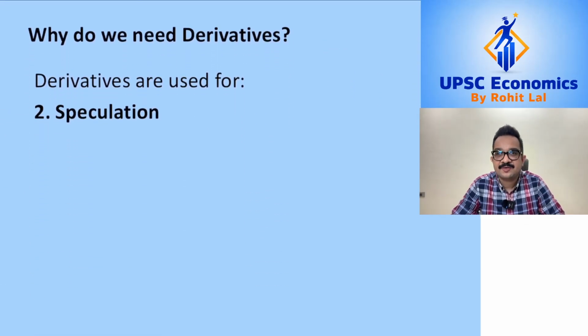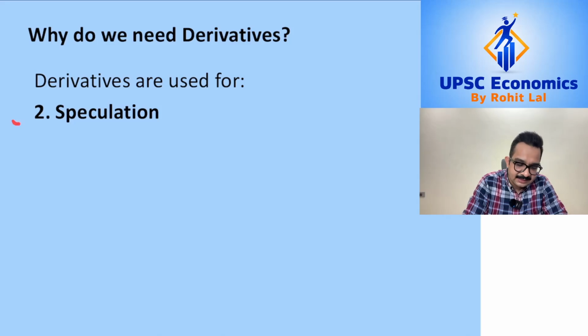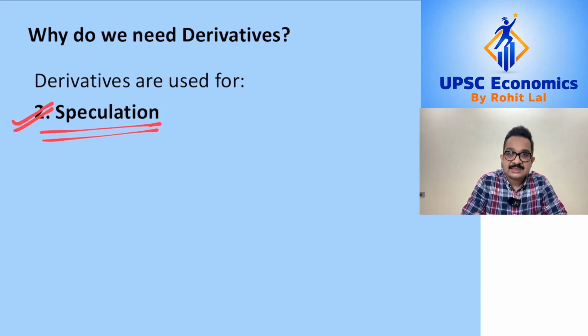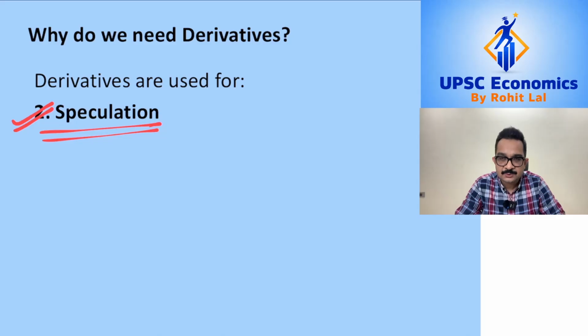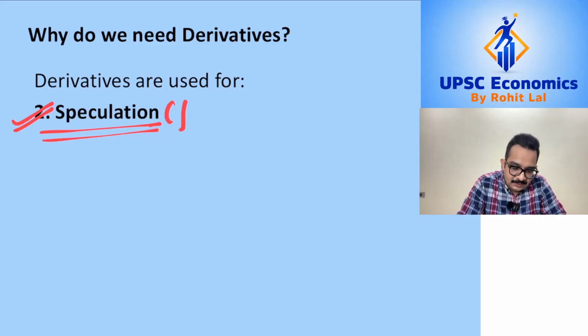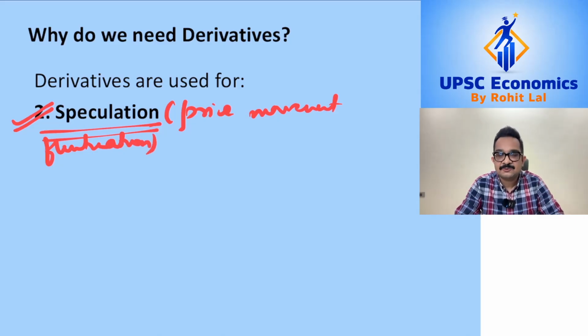The second benefit which derivatives provide is that they can be used for speculation. By speculation we mean that they can be used to benefit from fluctuation in prices, that is, price movement. So derivatives can be used to benefit traders or investors from these fluctuations in price movement.